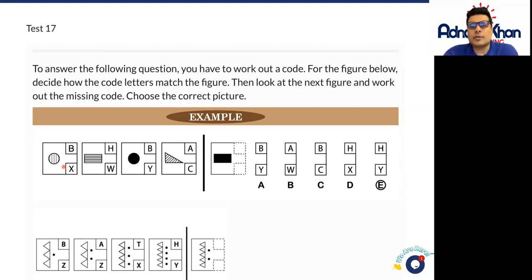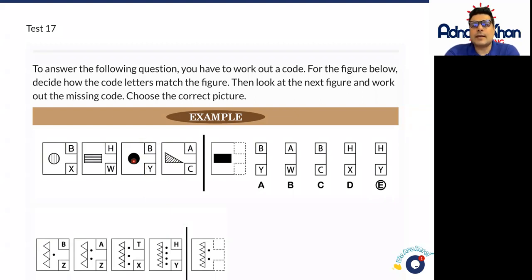So here we've got 1, 2, 3, 4 boxes. And then we've got one box where we need to identify if the answer is going to be A, B, C, D, or E. Now, in this case, there are certain code letters matching the images in the squares. So in this case, we have one black circle here. In other words, the color black is either going to be B or Y. Okay, so either B or Y, but we know here there's a circle. So B stands for a circle. That means Y stands for the color black.